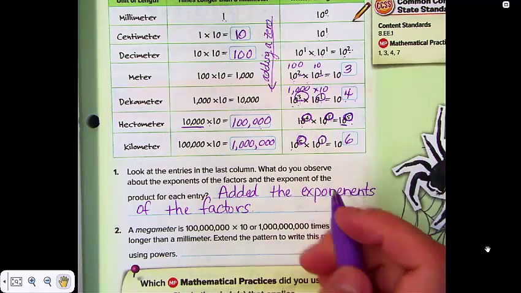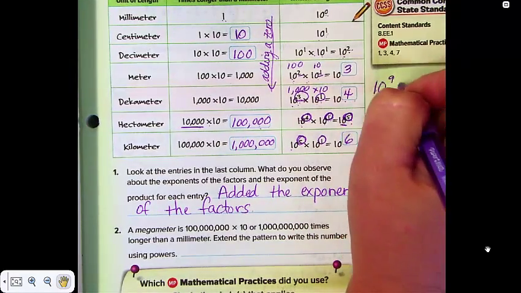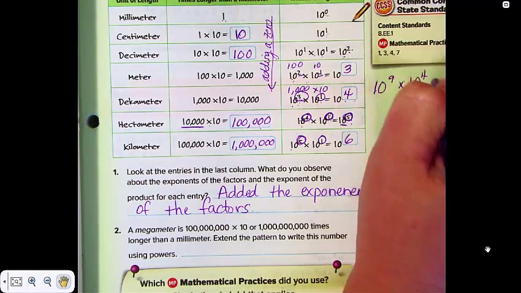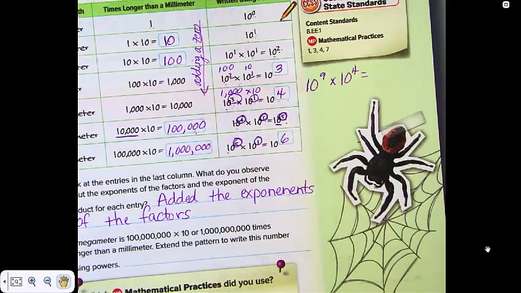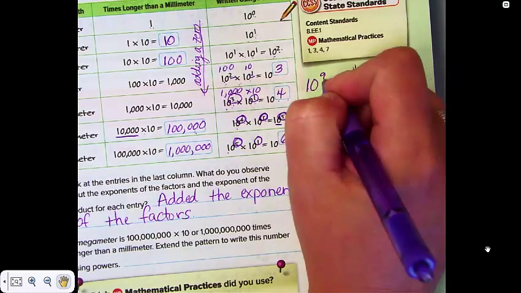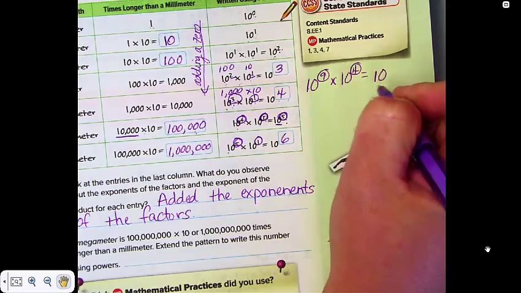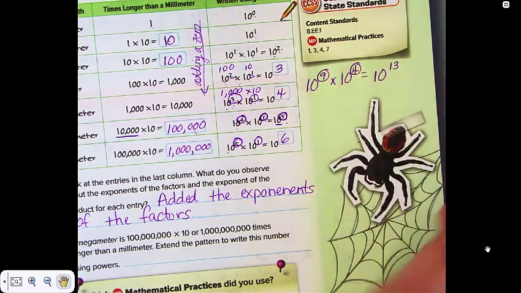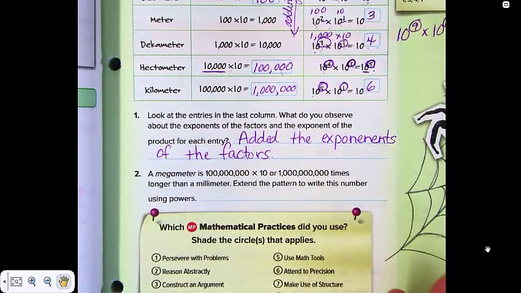So if I had, let's say, and I'm going to write this up here, let's say I had 10 to the 9th times 10 to the 4th. Well, knowing that in order to get my answer, I have to add my exponents, so I have 9 plus 4, so I would have 10 to the 13th. All right, let's look at this next one.